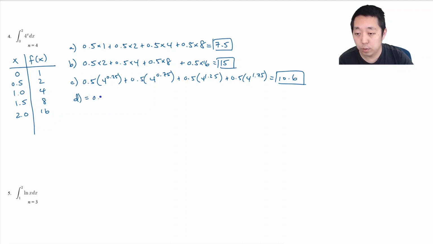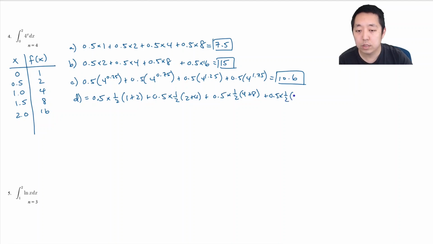So it's going to be 0.5 times 1/2 of the sum of the two bases, 1 plus 2, the average of the bases, 2 plus 4, average of the two bases, 4 plus 8, 8 plus 16. Get 11.25. Okay.